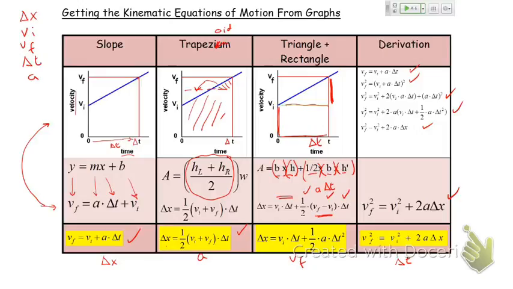If I don't mention displacement, that's the equation you use. If I don't mention acceleration, that's the equation you use. If I don't mention final velocity, that's the equation you use. If I don't mention time interval, that's the equation I use. So I've got all my bases covered with these 4 equations.